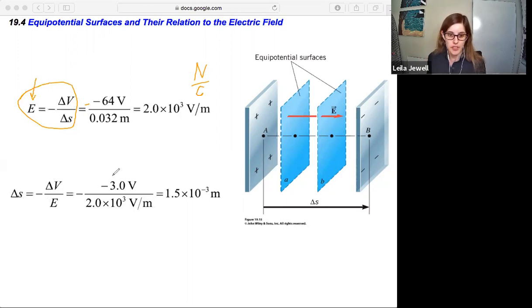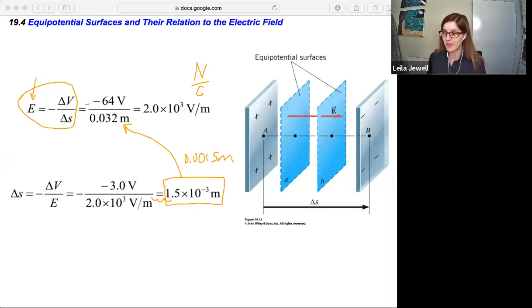The potential difference up here is negative 3.0 volts. So the negatives once again cancel, and we're left with a separation of 1.5 times 10 to the minus third meters. We can do a quick check. This is indeed much less than our total plate separation of 0.032 meters, because this is now, if we move it over 3 decimal places, 0.0015 meters. So this is not just half as much, but a tenth, half of a tenth as much.